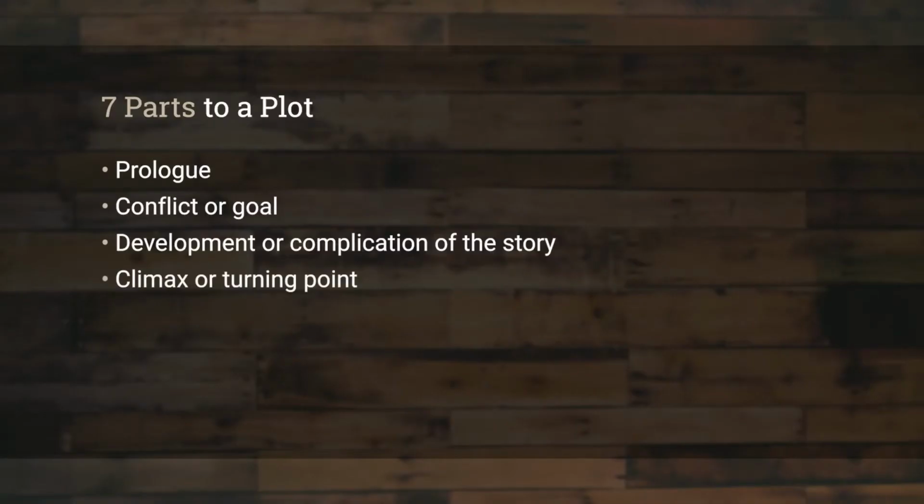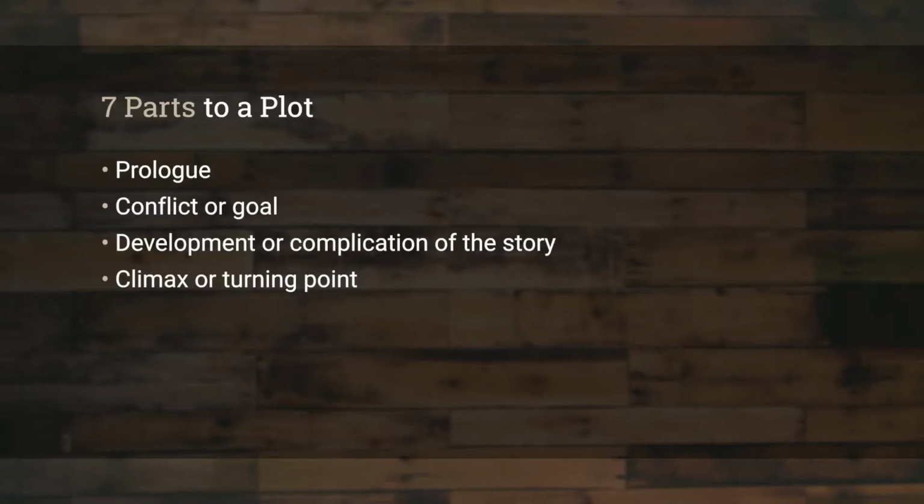The fourth section of a story is the climax or the turning point. This is the pivot. It's the point in the story that the action changes and the story turns, either in favor of the protagonist, which would be a comedy, or against the protagonist, which would be a tragedy.